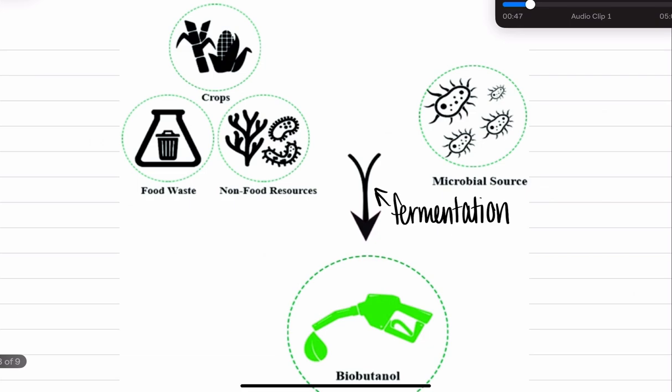So as you can see here, we have our inputs for our biobutanol. We have crops, food waste, other non-food resources, as well as the microbial source for our fermentation. And through this process, we get biobutanol.